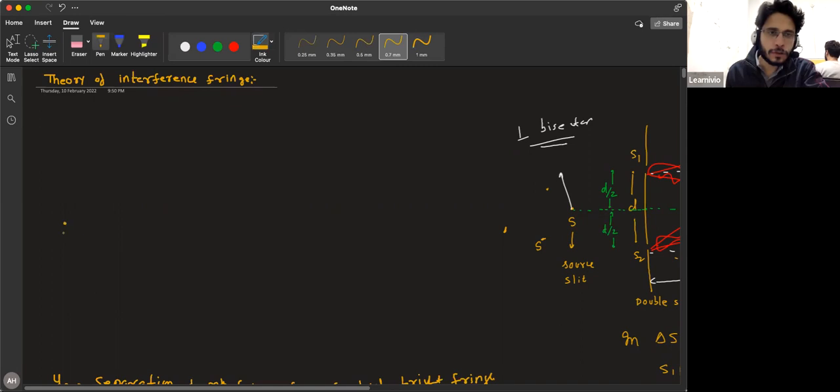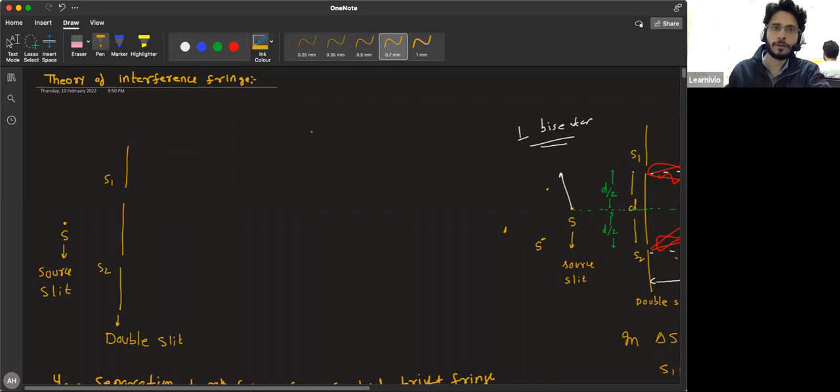So this is your source. We call this the source slit. This is a double slit pattern. This is slit S1 and this is slit S2. So this is the double slit. And this is your screen now. This is the screen.